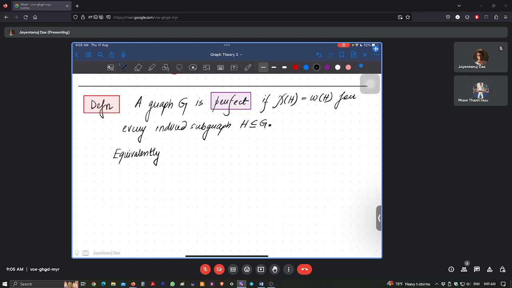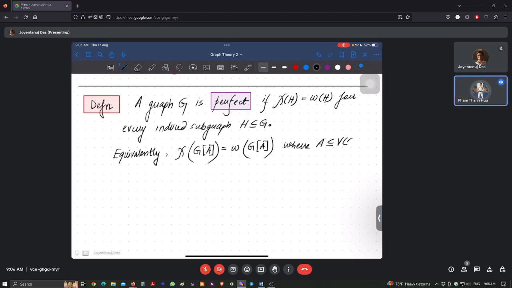So equivalently, what you can say is the chromatic number of G_A, the induced subgraph by A, is equal to the clique number of G_A, where A is a subset of the vertex set, for all such subsets.